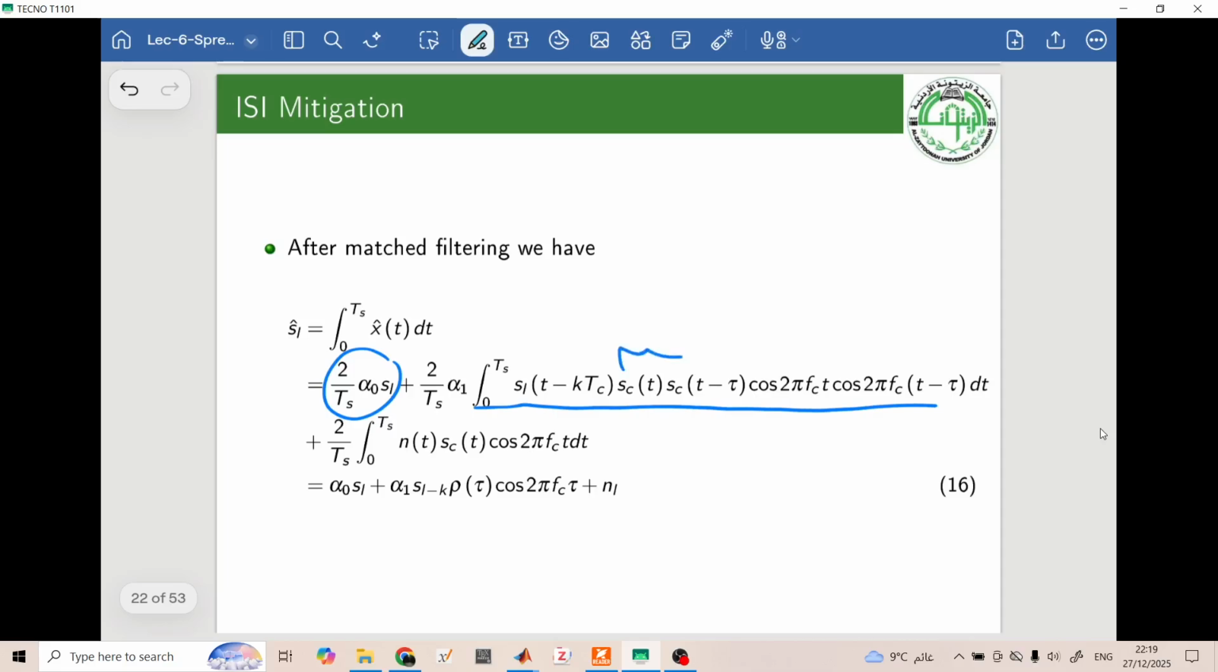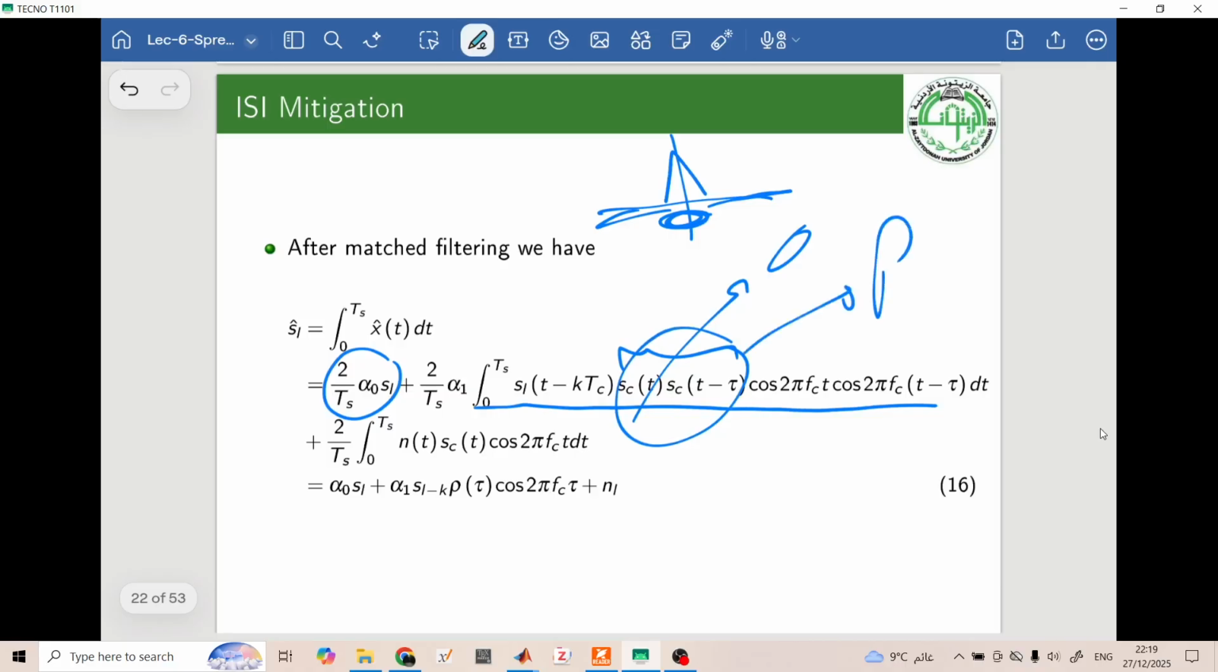See, this term goes to 0 due to the autocorrelation property. As you remember, the autocorrelation property is like an impulse here. So if they are not within the same small time delay, they'll get cancelled out by the autocorrelation property, because this is the autocorrelation property of the code, which is approximately an impulse. So we get this.